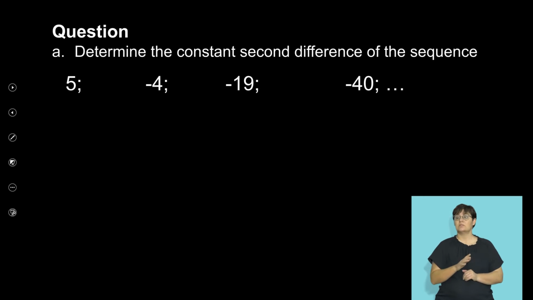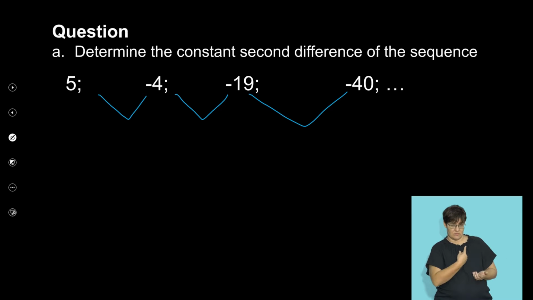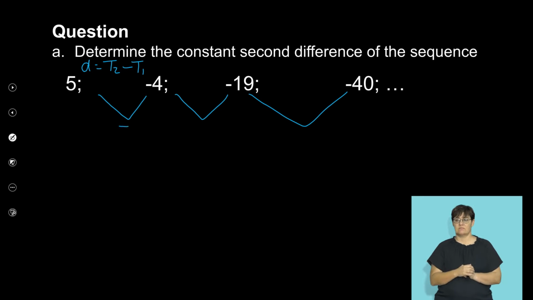Let's go to the first part. A is asking me to determine the constant second difference of the sequence. But in order to get my constant second difference, I actually have to first work out what my first differences are. So if I ask myself, and I'm going to ask you at home as well, what is the difference if I'm moving from a term value of 5 to a term value of -4? You can also substitute in your D, which is T2 minus T1. -4 minus 5 will give me that the first term of the first differences is -9.